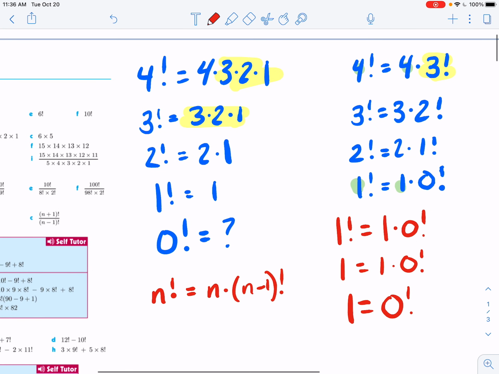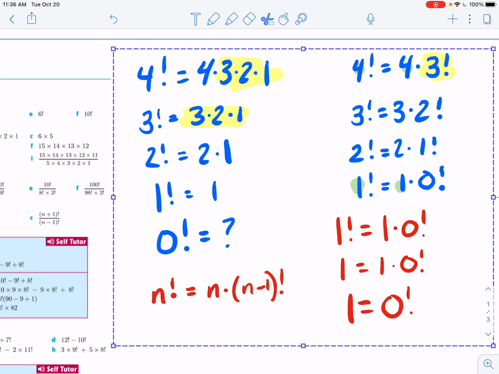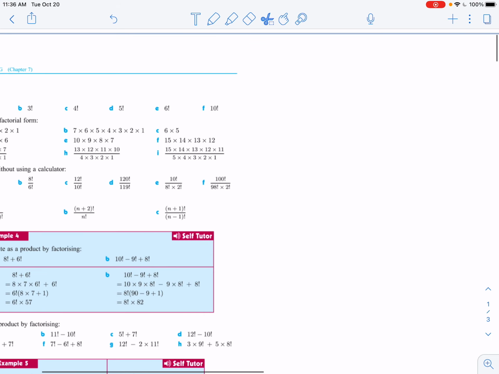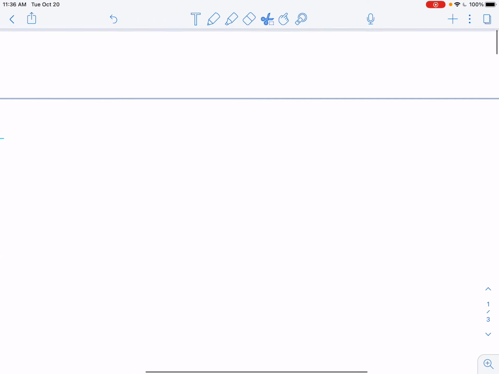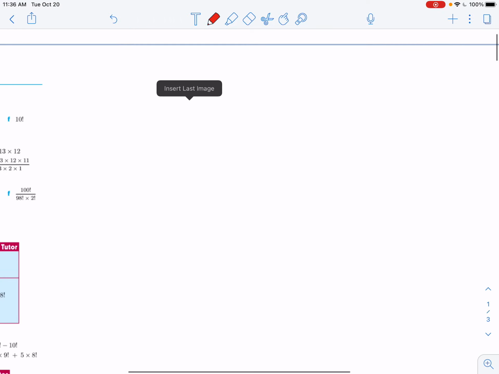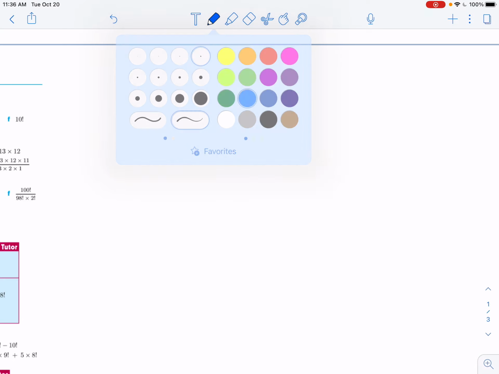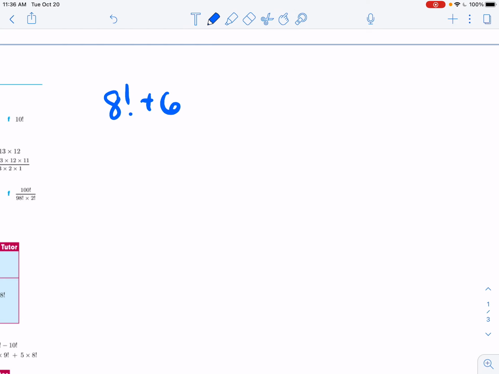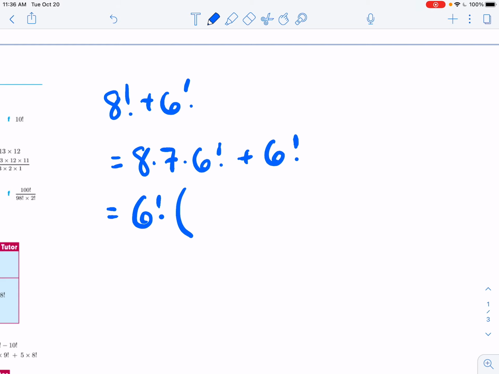Okay, so let me work a few examples here for you. The first one says write as a product of factors: 8 factorial plus 6 factorial. Well, what I notice is that this is 8 times 7 times 6 factorial plus 6 factorial. And now something shows up in both terms, and that something is 6 factorial. So I could factor out a 6 factorial.